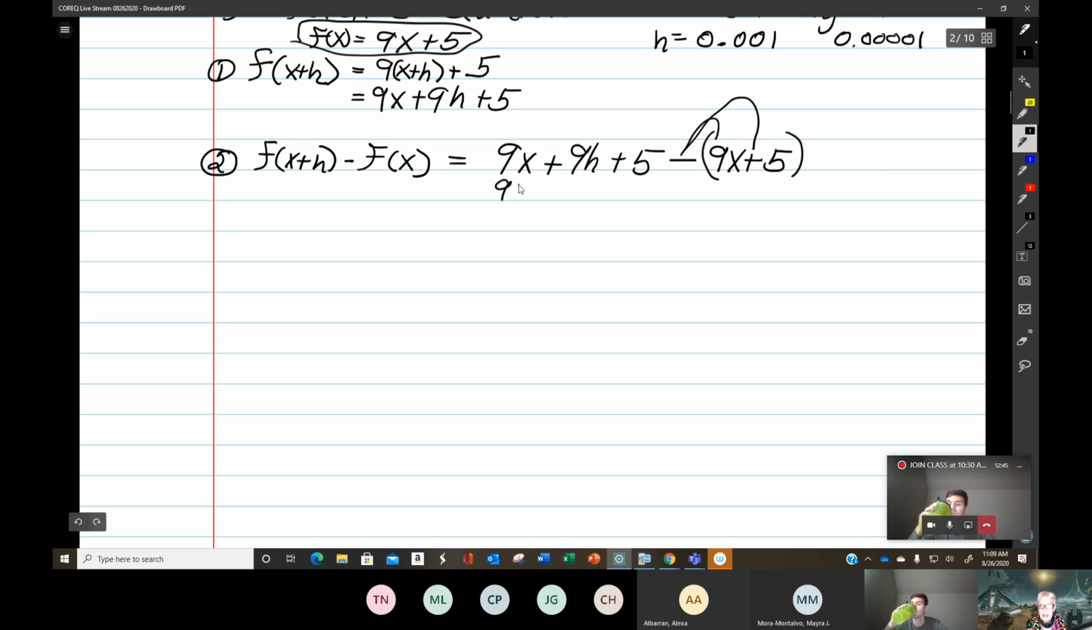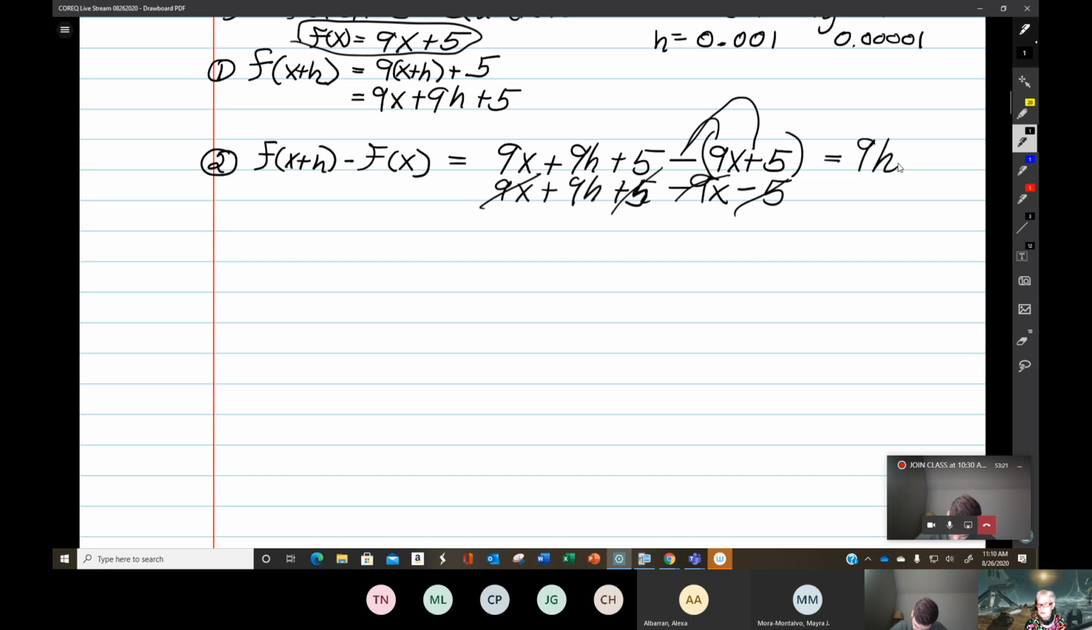So now we have 9x plus 9h plus 5, minus 9x minus 5. Now we have 9x minus 9x, and that is 0. We also have 5 minus 5, and that's 0. So what we're left with is just 9h. And that's what the second step equals.